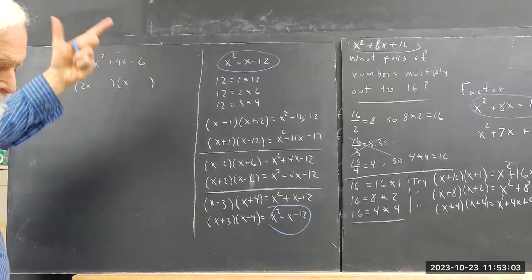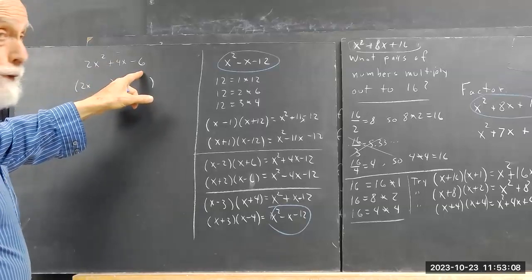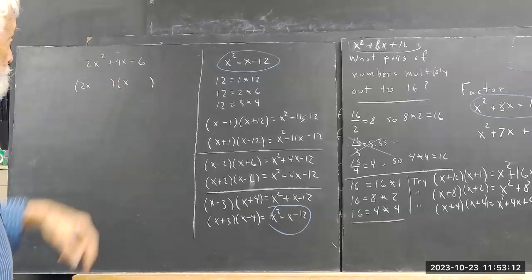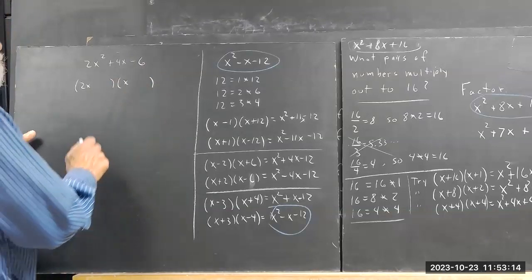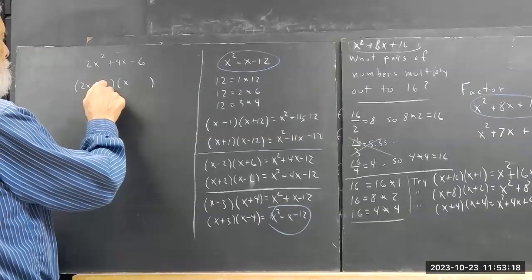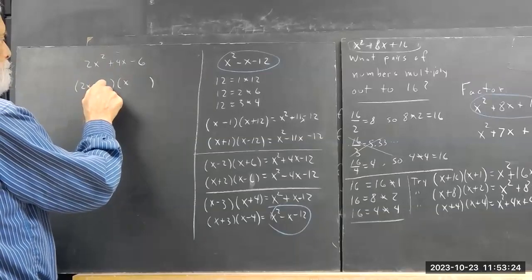So what are we going to do about this? Well, we're still going to have two numbers that multiply out to give us negative 6, right? So we could write this as 2x, but I'm going to cheat a little bit.